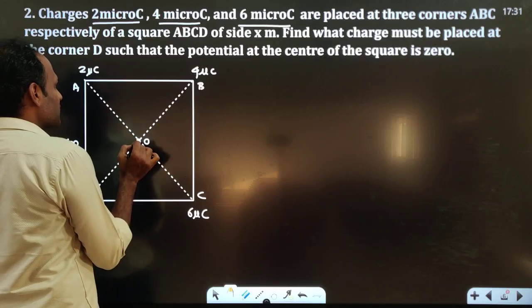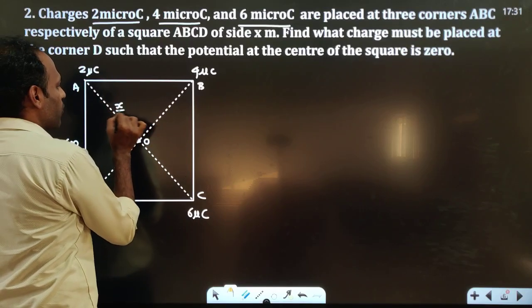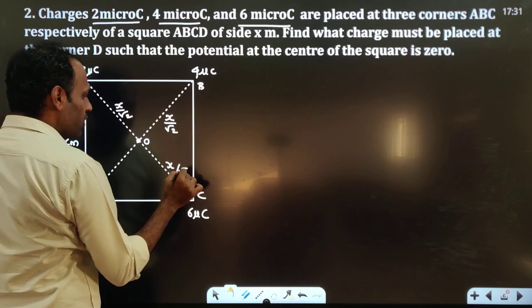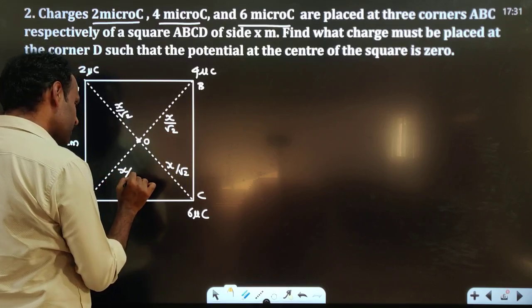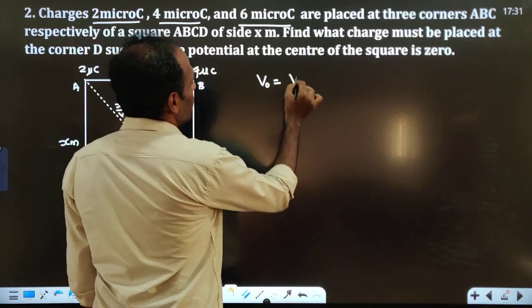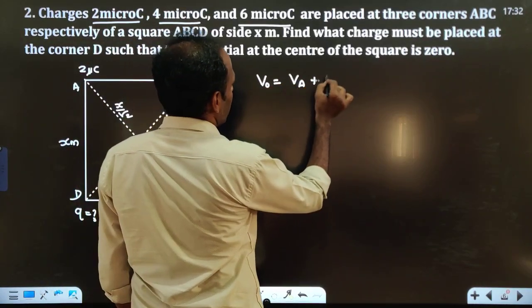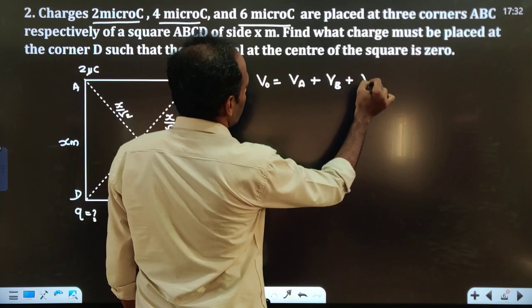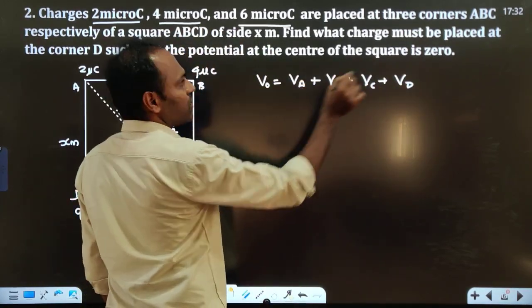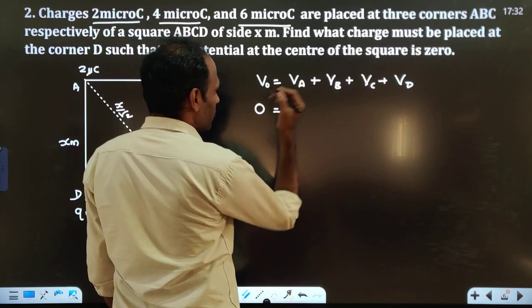Okay, so the distance from the center to the corner will be x by root 2. So this is x by root 2, this is x by root 2, this is x by root 2. The distance of all the charges from the center is the same, x by root 2. So the potential at point O will be due to the potential of charge at point A, point B, point C and point D, right? At the center, how much should the potential be? It has to be 0. So we put it as 0.